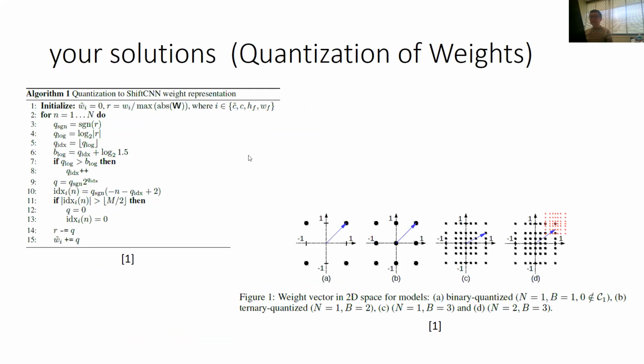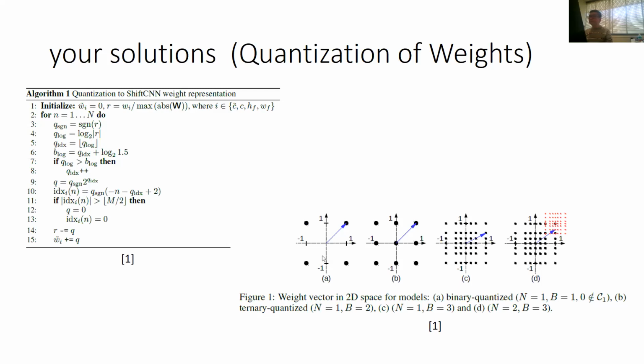So how do we do this? We use algorithm 1 from their paper. We see after a series of log operations and additions and some if-then statements, they define their identity function, which results in that binary representation of the weight in its power of 2 format.